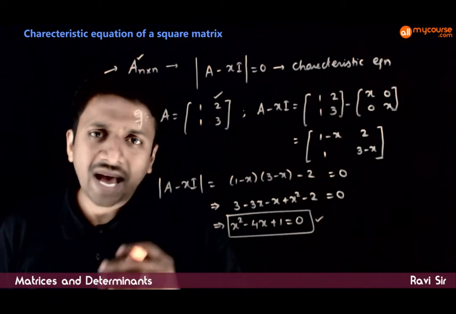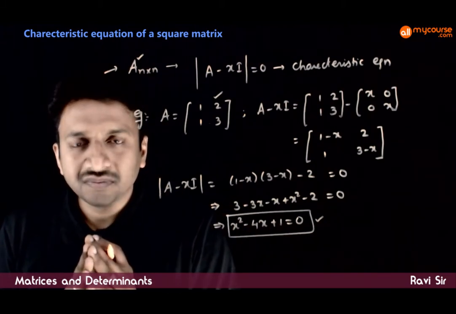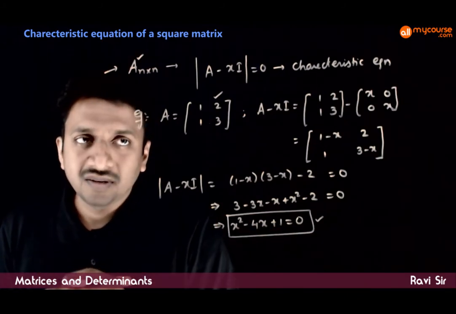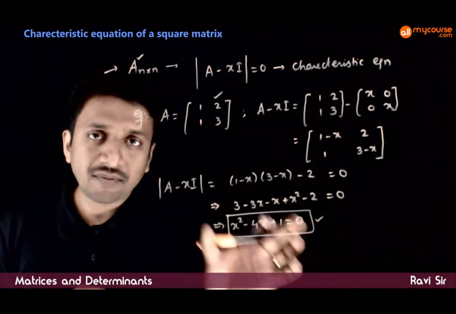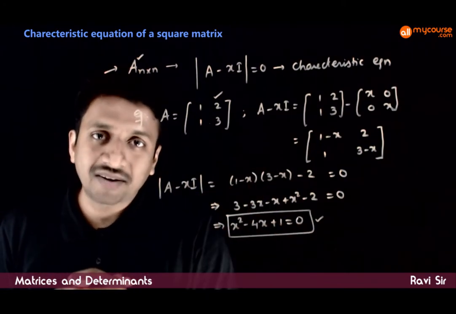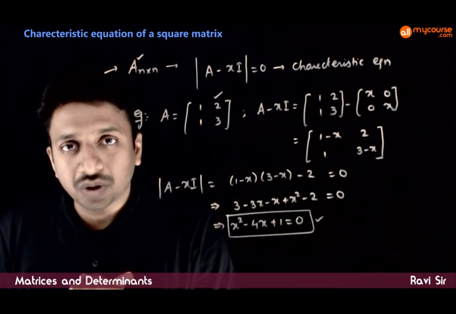Similarly, if you have a 3 by 3 matrix, you get a cubic equation. If you have a 4 by 4 matrix, you have a 4th degree equation. For a 2 by 2 matrix, you have a quadratic equation. Now, what is the importance of this characteristic equation?